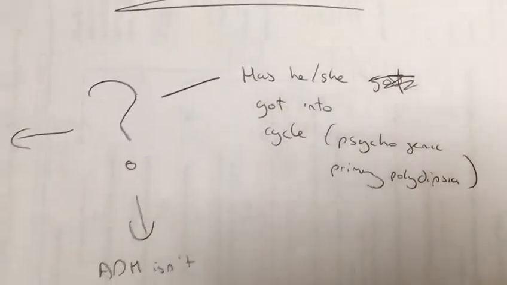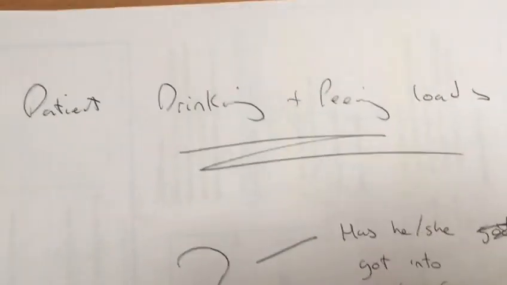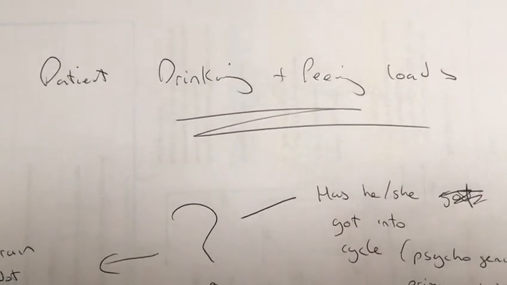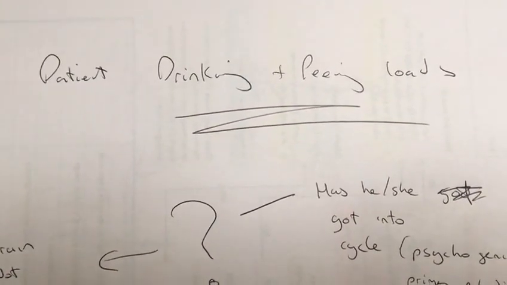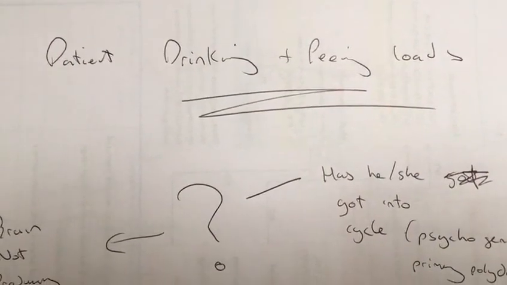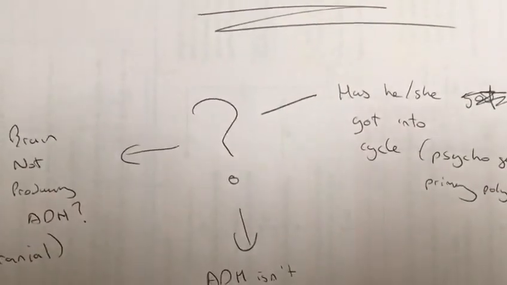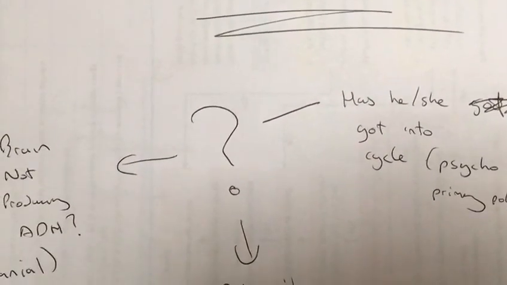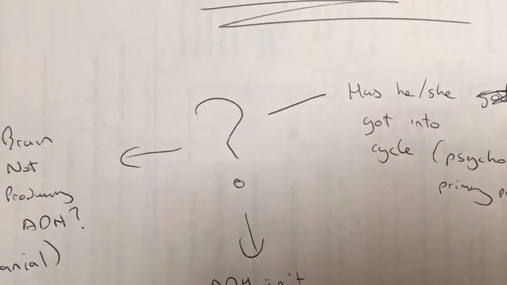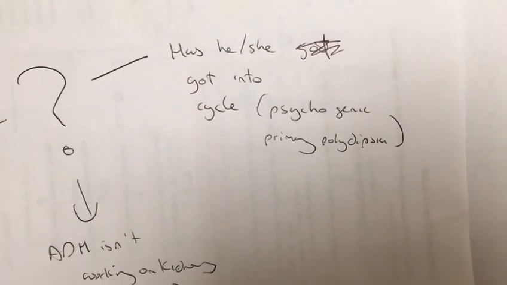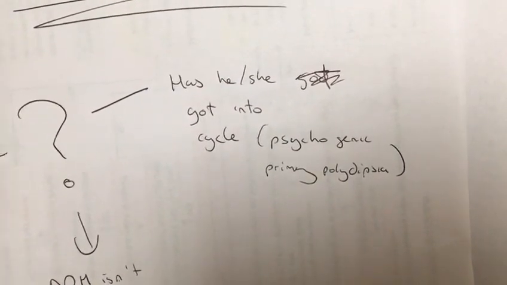So, say you have a patient and you're working in hospital and they're drinking and peeing loads, and you're thinking, why is this person drinking and peeing loads? There are three possible scenarios to why they are drinking and peeing loads. Number one, they've just gone into a horrendous cycle of drinking, and inevitably they're passing out more water. They're on a night out, drinking a few beers, and they're passing more water to get rid of their fluid.